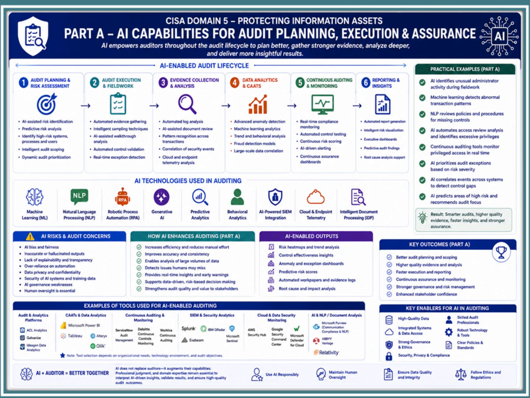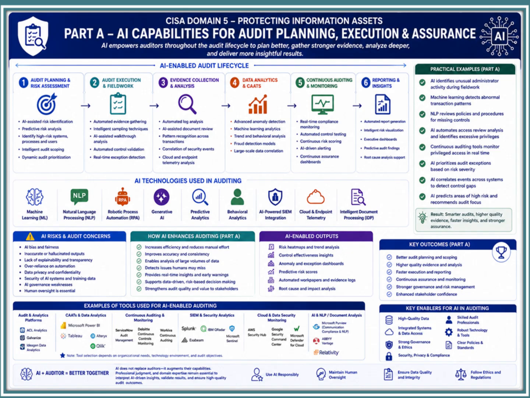Practical examples include detecting abnormal administrator activity, monitoring privileged access in real time, reviewing policies for missing controls, identifying unusual transaction behavior, automating access review analysis, correlating events across systems to detect control gaps. The diagram correctly emphasizes that AI introduces risks and governance concerns as well. Auditors must consider AI bias and fairness, hallucinated or inaccurate outputs, lack of explainability, data privacy concerns, security of AI systems, over-reliance on automation, governance and ethical considerations.